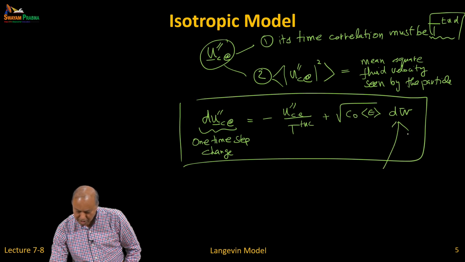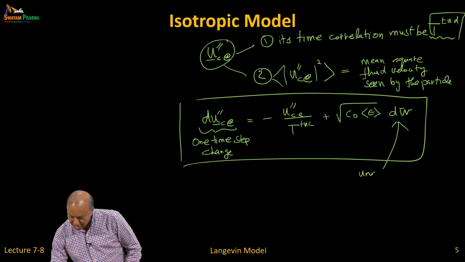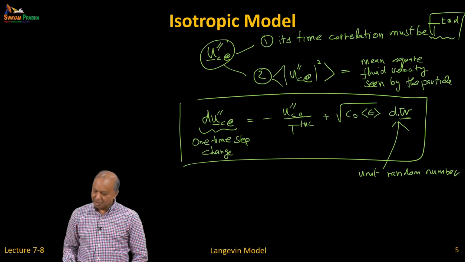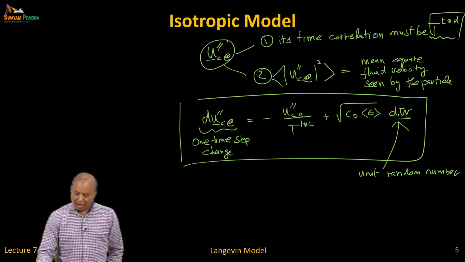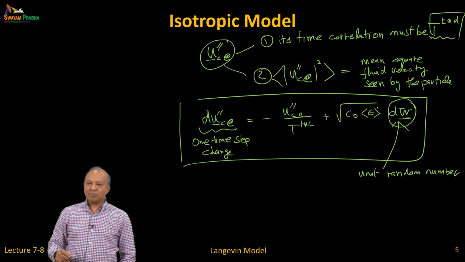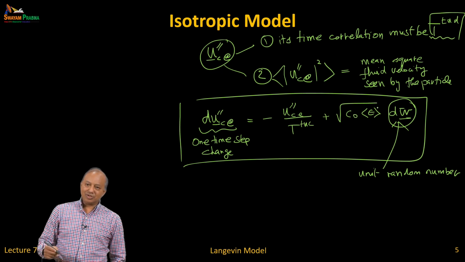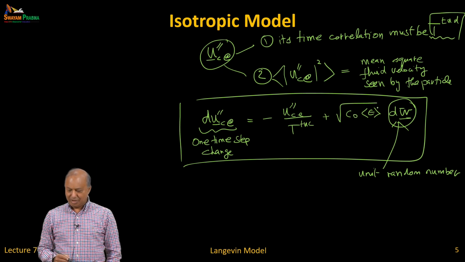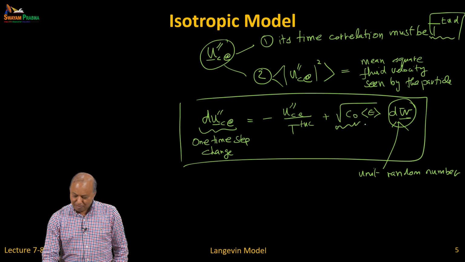dW is the unit random number, in this case a unit random number. Okay, it's a vectorial quantity. So in other words, you have to create a random number between -1 and +1 in the x direction, y direction, and the z direction.